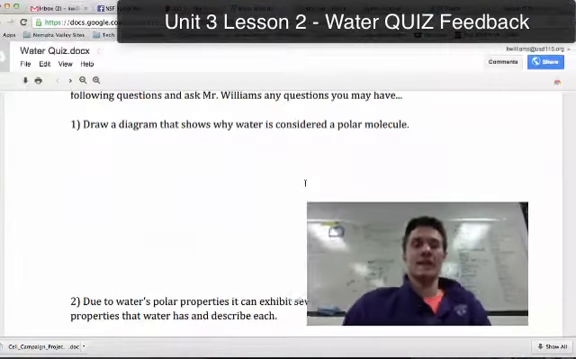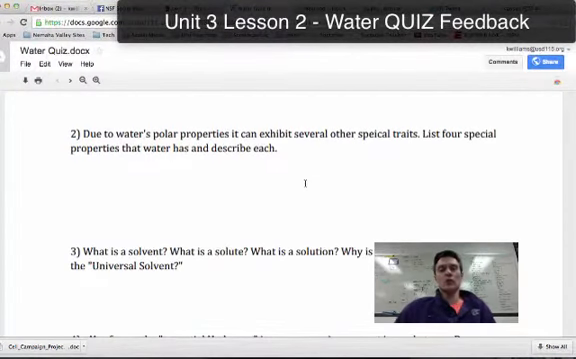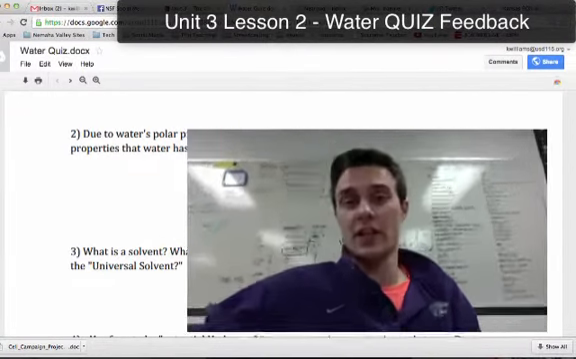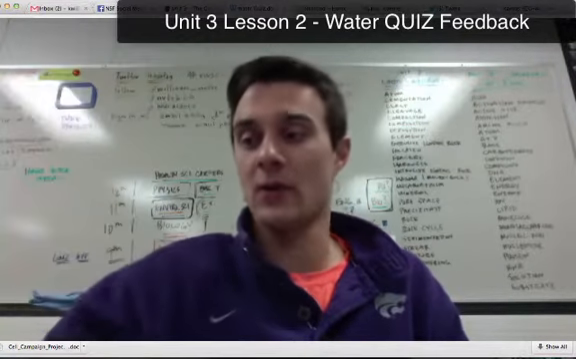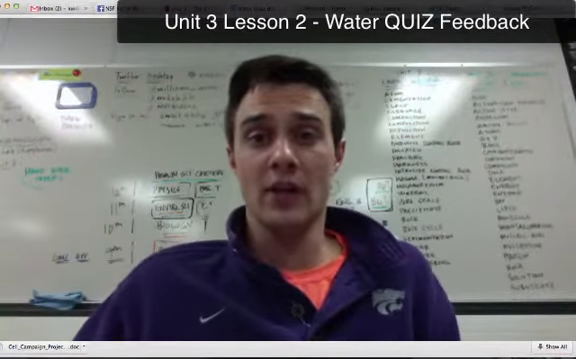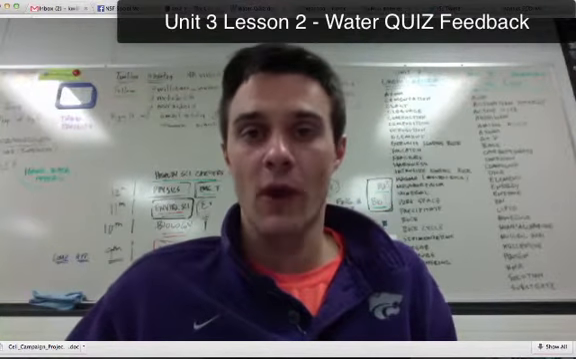Something along those lines. Number 2, due to water's polarity, it can exhibit several specific features or traits. List the 4 and describe. This is where the properties of water lab comes in. Your first one was to just take a little pipette, draw some water out of the beaker, and then drop it onto the table. I want you to talk about and draw and observe the shape of water.